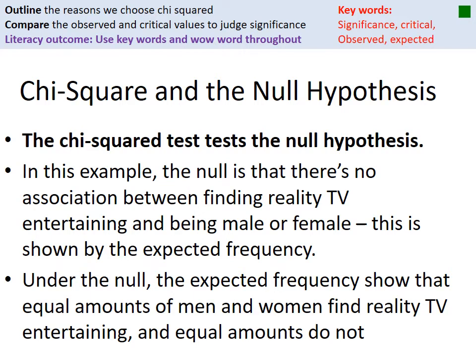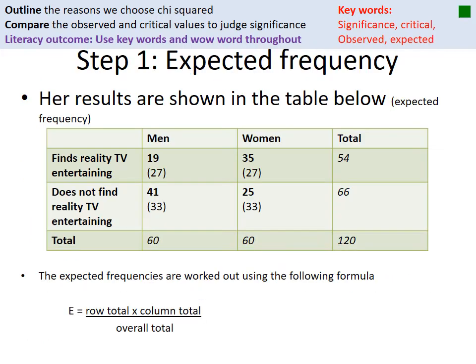Now, what's really important to remember about the chi-squared test is that it actually tests the null hypothesis. So it tests your point that there will be no significant difference in your results. In the example that we're going to look at, the null is that there's no association between finding reality TV entertaining and whether you're male or female. And under the null, the expected frequency shows that equal amounts of men and women find reality TV entertaining and equal amounts do not. And the reason we're saying that is because if there was no significant difference, then we would expect the amounts between men and women to be the same.